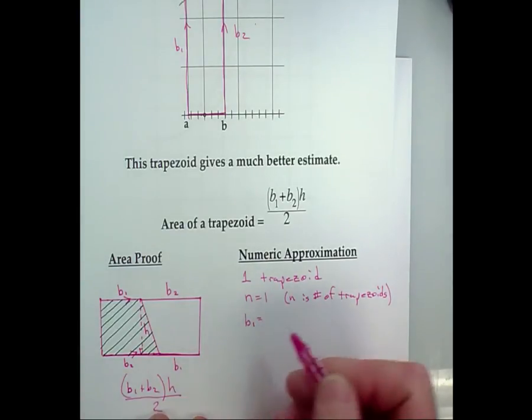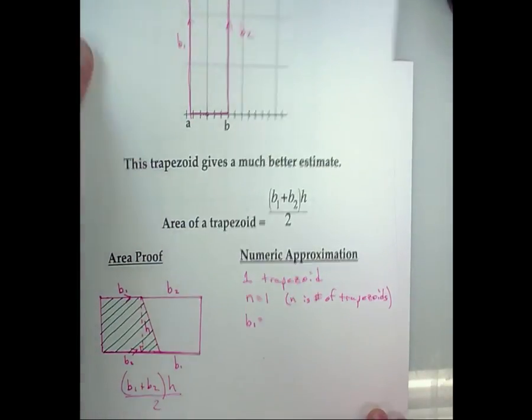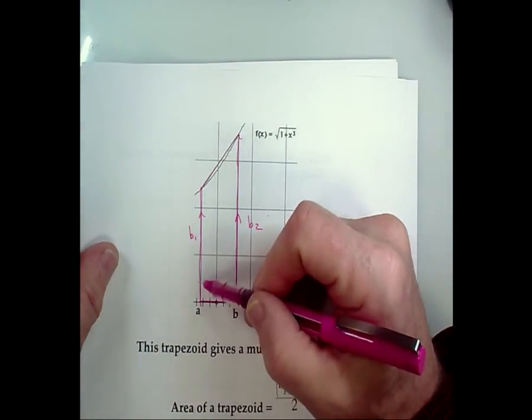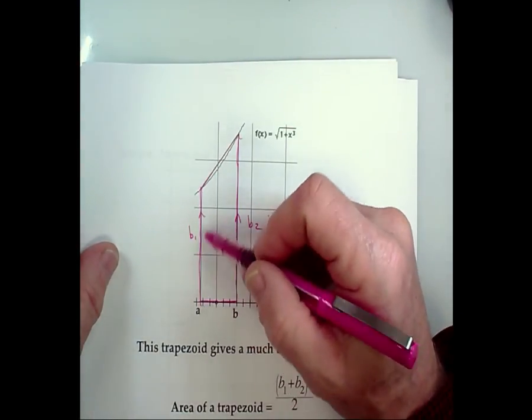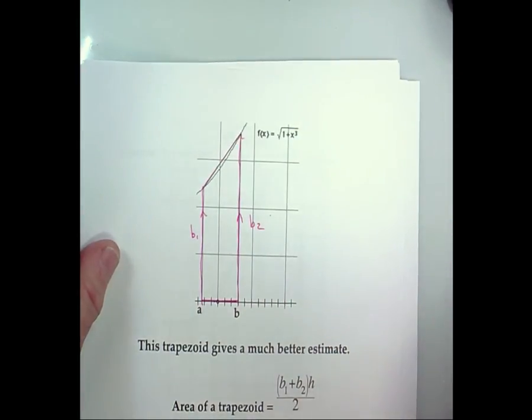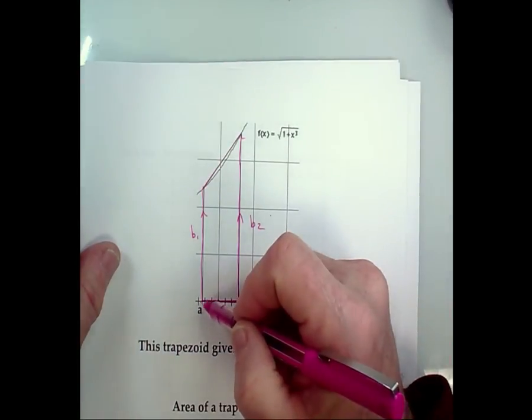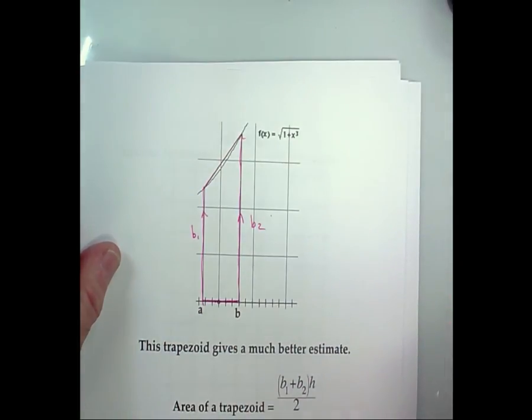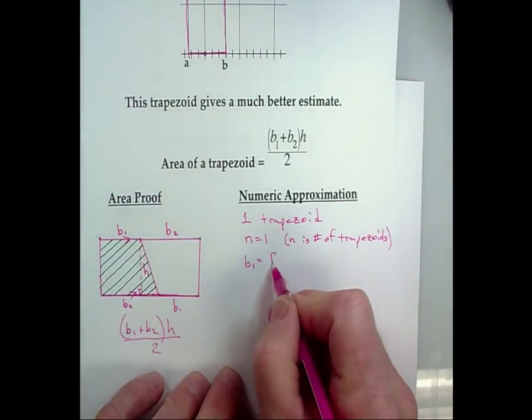B1 Adam. How would I determine how high B1 is, or its length right here? It's a y value, right? Yeah. How do I compute that y value? Plug the A into the equation. I would put A into F, correct? So this is going to be F of A.